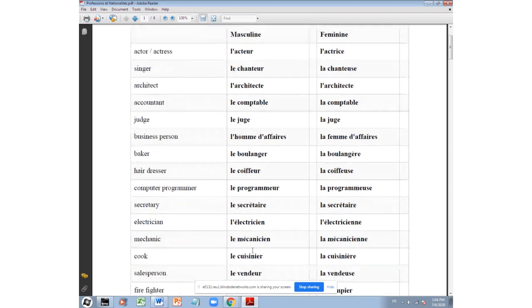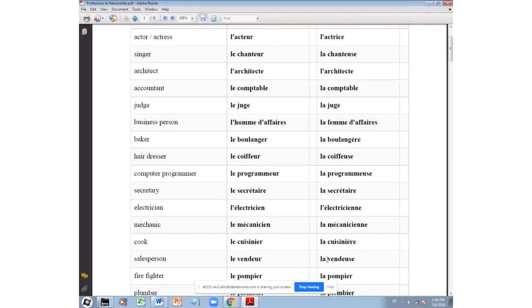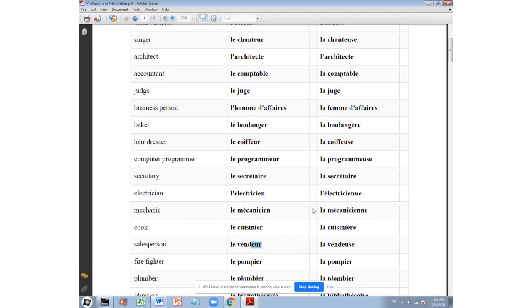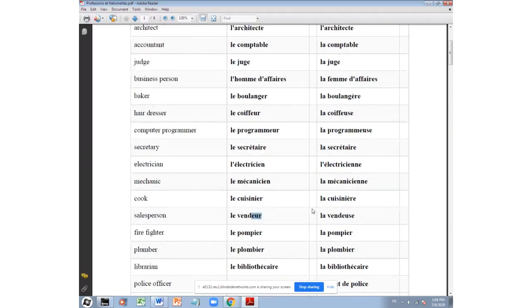We say cuisinier, cuisinière. That is a cook. Vendeur, vendeuse. Again, remember when you are talking about the formation of feminine from masculine, I told you EUR becomes EUSE. So that's why it is very important for you to connect. And I believe that is something of the past. So we say vendeur, vendeuse as a profession from the noun le vendeur, la vendeuse. So the profession is what? Vendeur, vendeuse.